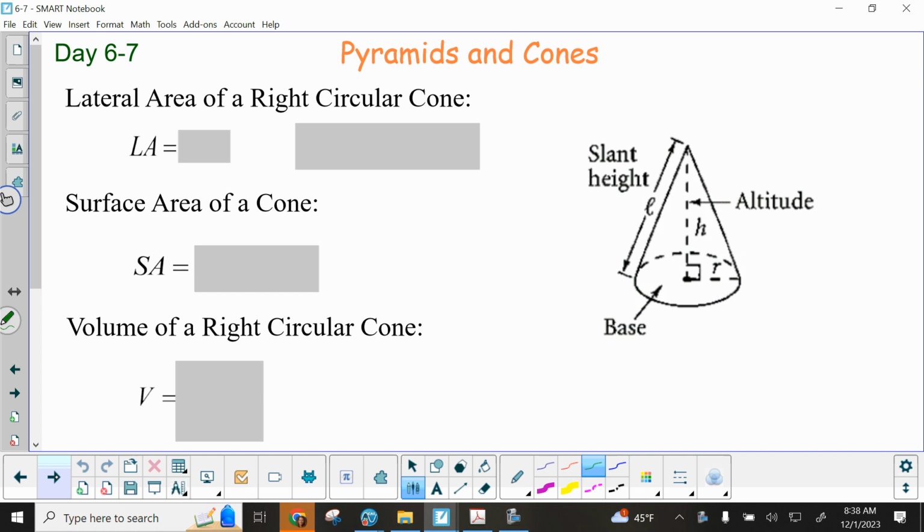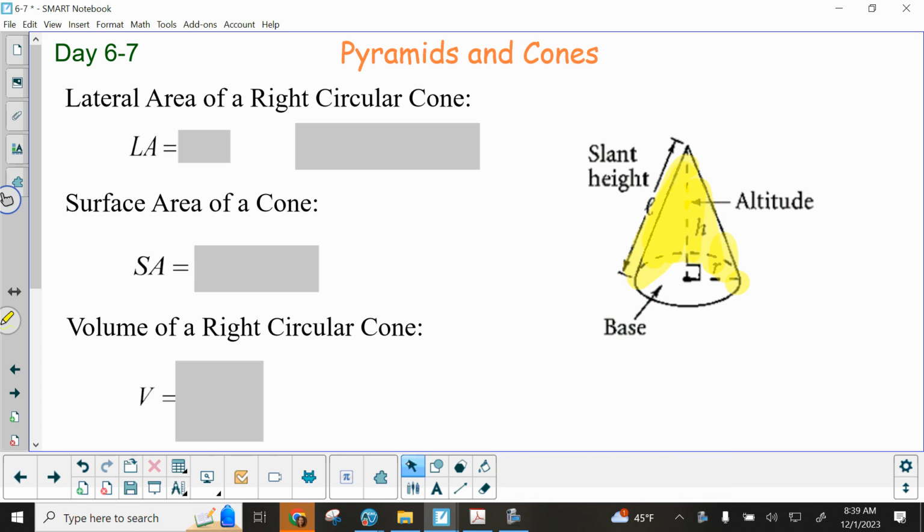Our lesson today is about pyramids and cones. So we're going to start first by talking about the lateral area of a right circular cone. The lateral area is all the area that you would paint on the outside of the cone, except for the base. So this base down here is not included. It's just the area on the outside on top.